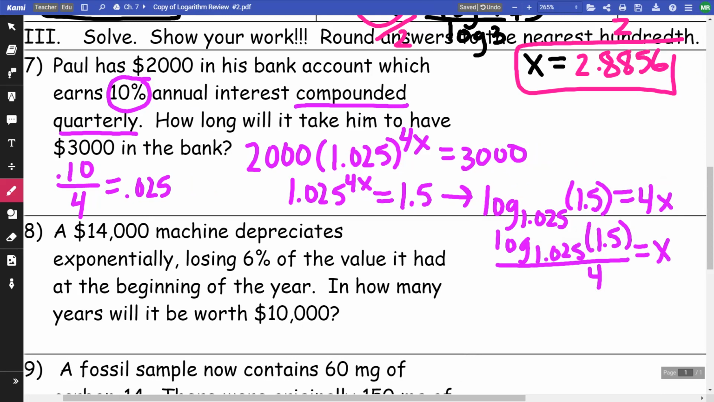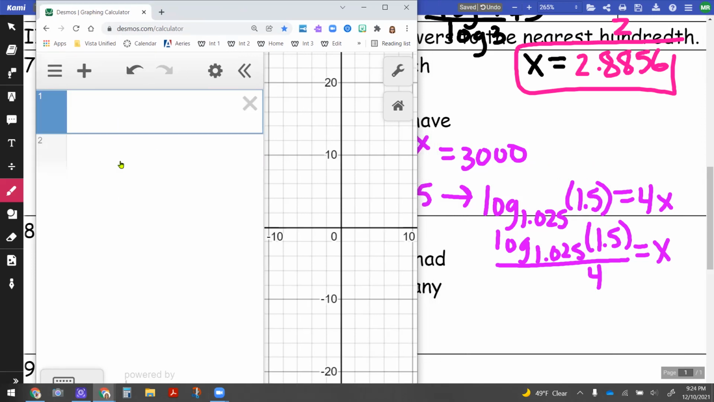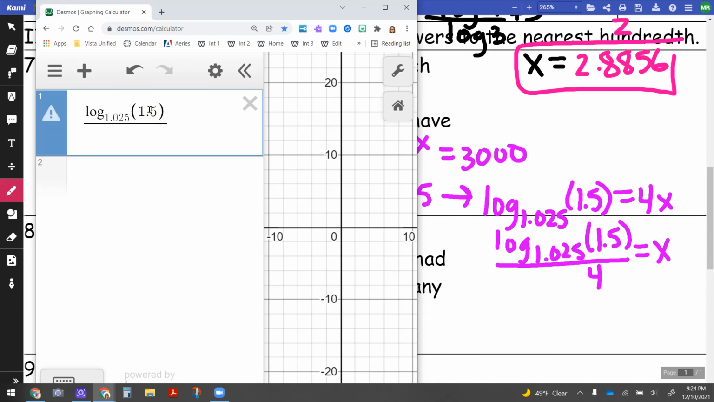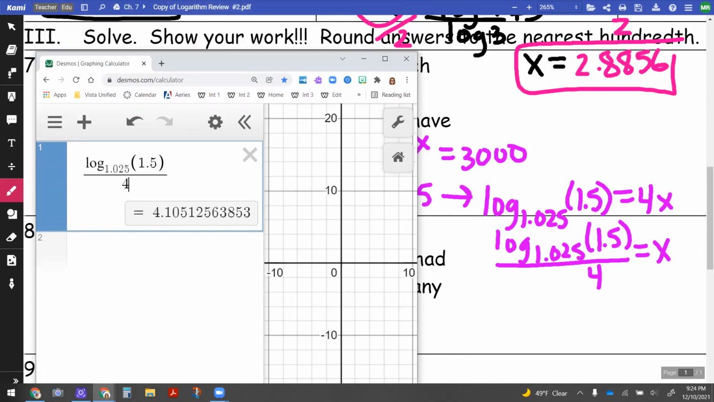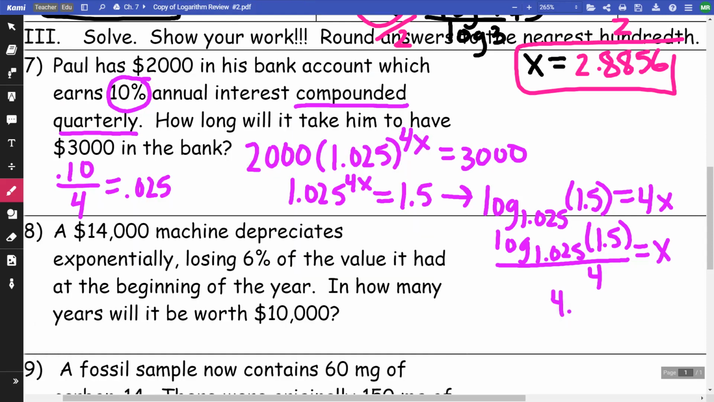Again, I could have logged both sides. I'm just going to do it this way. I think it saves a couple steps. So I'm going to take log base 1.025 of 1.5, and then I'm going to divide that by 4, and it's going to be 4.1051 years.